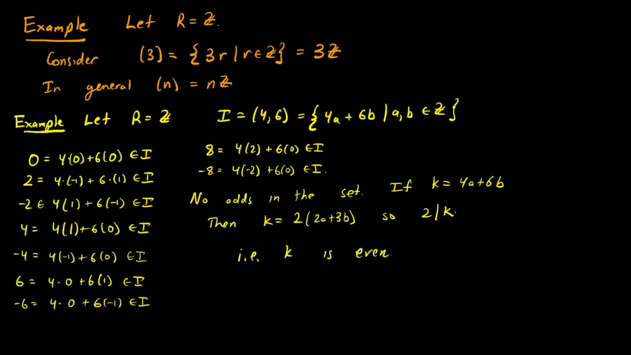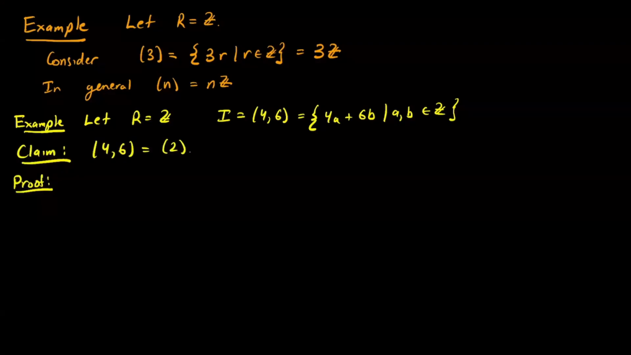Okay, so here's our conjecture. Our conjecture is thus going to be, and we're going to prove this in a second, that I is actually the ideal generated by 2, or that it's equal to 2Z, that every multiple of 2 is in the set I. So let's try to prove this conjecture. I've taken a second to clean up and write down our conjecture. We claim that the ideal generated by 4 and 6 is equal to the ideal generated by 2. In order to show this, we need to show that (4, 6) is a subset of (2), and that (2) is a subset of (4, 6).